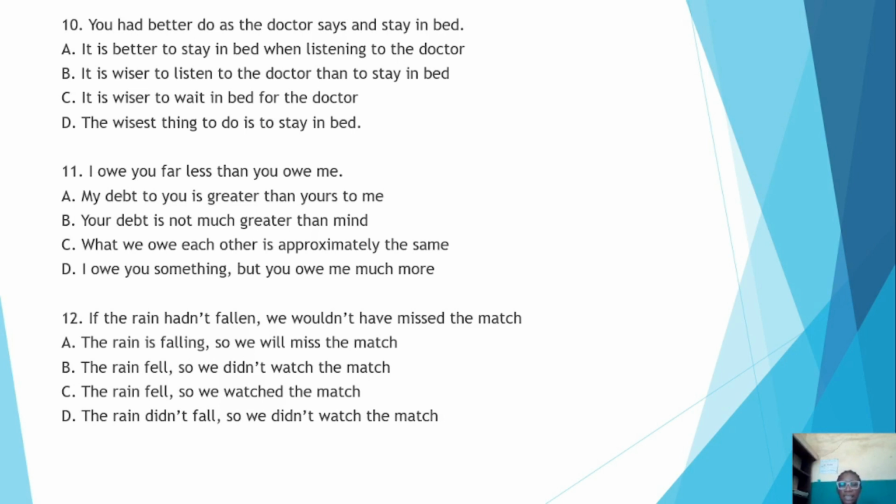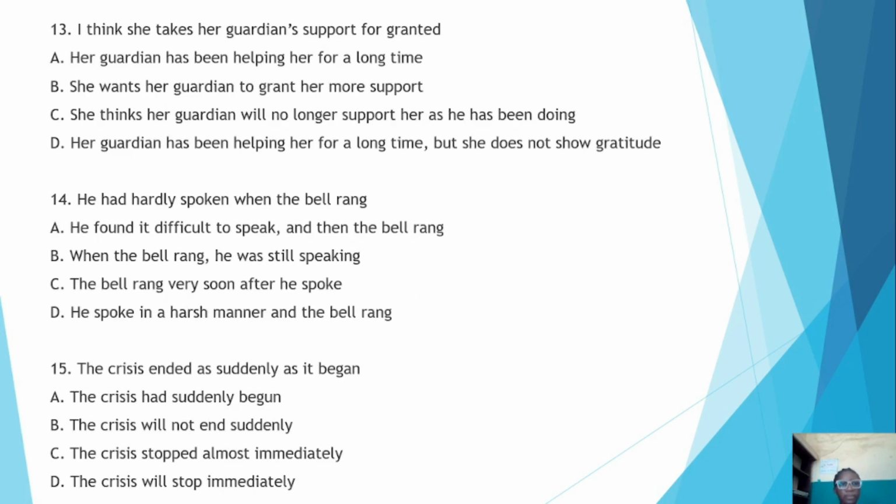Let's look at that sentence again. If the rain hadn't fallen, we wouldn't have missed the match. So that means the rain fell, and that is why we missed the match. So our correct option is option B.